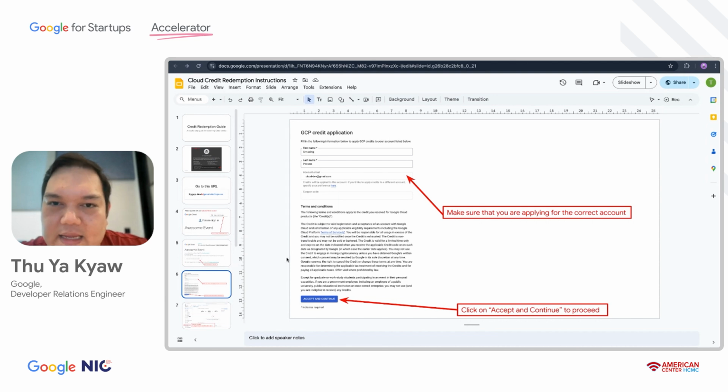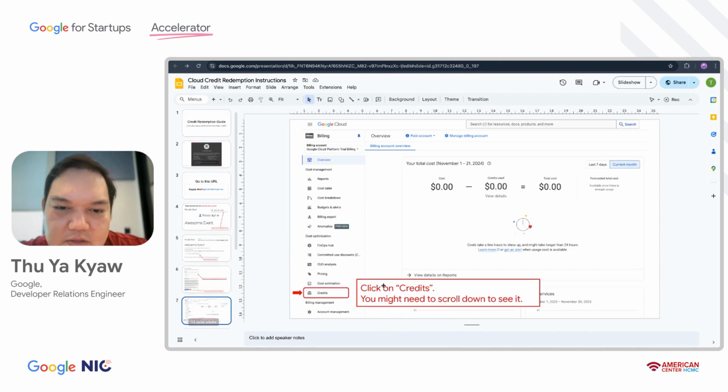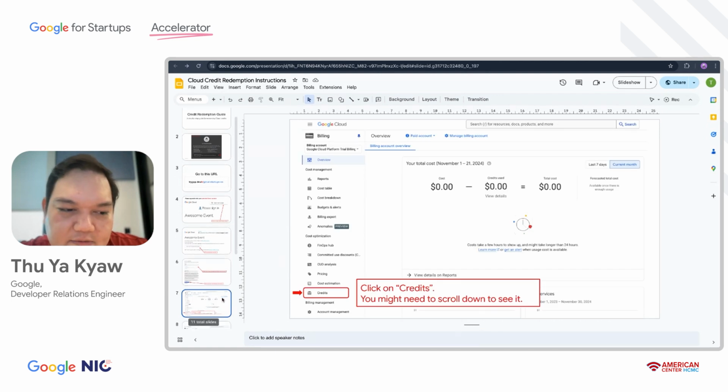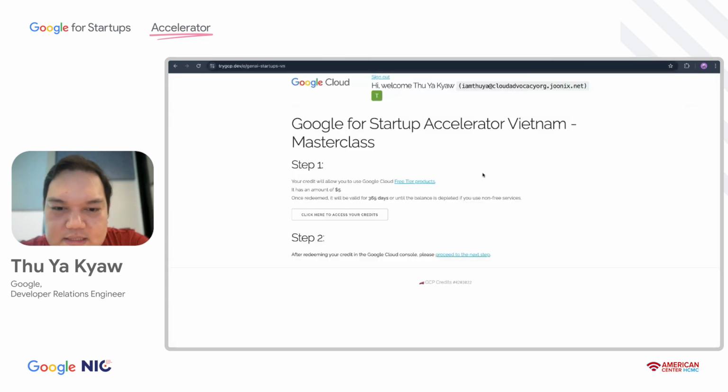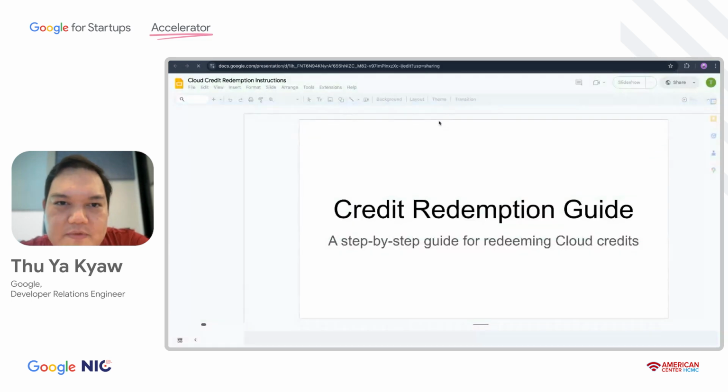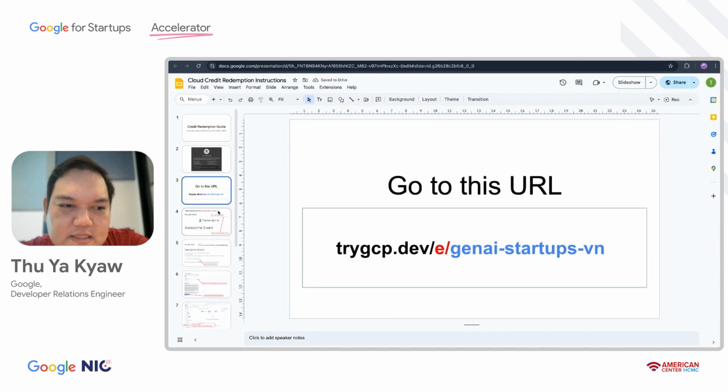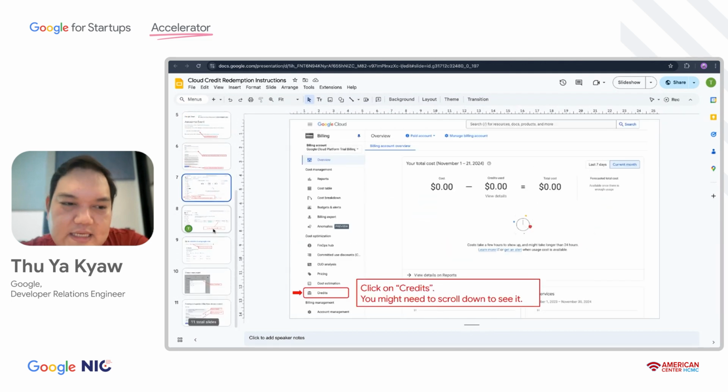I'm not sure whether I am able to answer them, but if everything goes well, you should be able to see the $5 credit on your project, right? So why I say you should click on this is that if you click on this next step, you will actually come up to these slides that you can see.